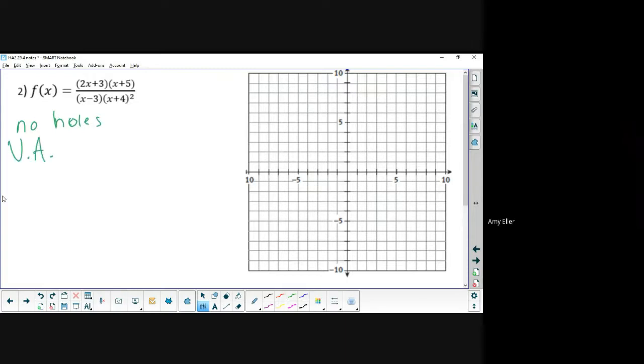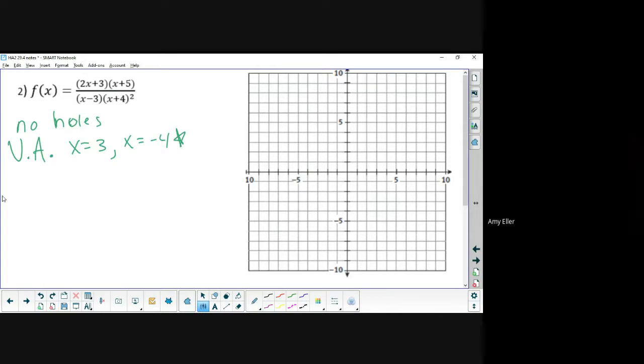Vertical asymptotes. Look at your denominator. Can I cross out the 3? Can I cross out the squared? I was joking. x equals 3 and x equals negative 4. Good. Now, this is important here. That's the same as writing (x plus 4)(x plus 4). When you have a repeated factor, or a repeated vertical asymptote, I need you to put a star there. And I will tell you how that affects your graph.